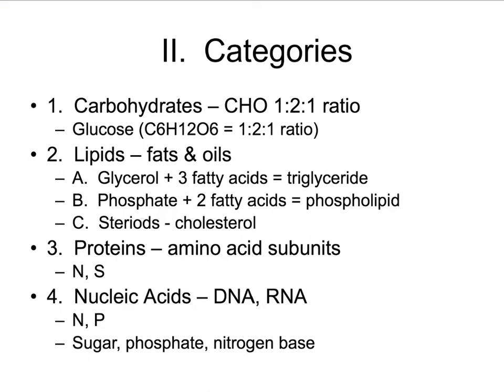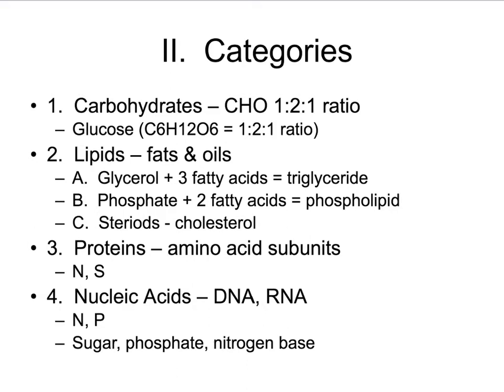Lipids, on the other hand, which consist of fats and oils, do not have that simple 1 to 2 to 1 ratio of carbons to hydrogens to oxygens. Other than that, they fall into 3 distinct categories. Number 1, triglycerides, which really provide an energy source for our cells in our body, are composed of glycerol and 3 fatty acids, and I'll show you in just a minute an example of what these look like.